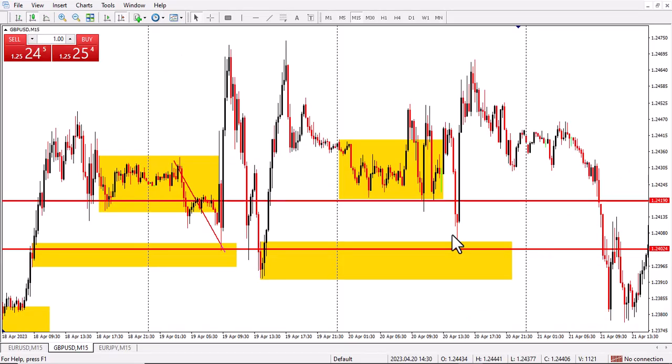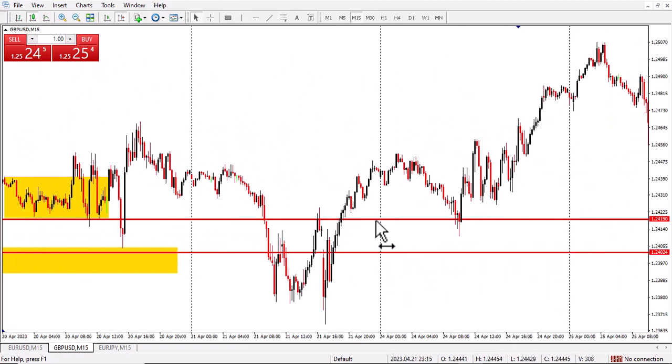A simple way of identifying accumulation and manipulation is that the manipulation leg will reach out for the point of interest, for the order block in question. As you can see here, we have accumulation, then price reaches out for the order block in question, which is this one, and price distributes in the opposite direction.